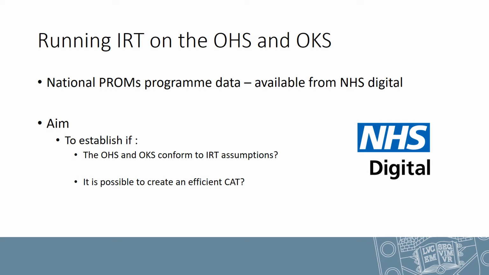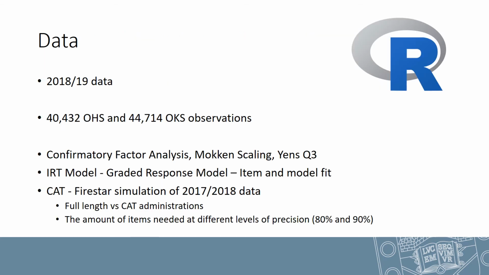With this in mind, we aim to assess if this approach could be used for the Oxford hip and knee scores. We use the NHS Digital National PROMs programme dataset. We extracted the 2018-19 dataset, which consisted of over 40,000 pre-op hip and knee scores. We were looking only at primary arthroplasty. First, we assessed if the Oxford scores conform to IRT assumptions, and we then fit a graded response IRT model. Following the development of the model, we simulated the efficiency of the computerized adaptive test using the 2017-18 dataset. We used preset standard error of measurement parameters that equated to precision of 80% and 90%.